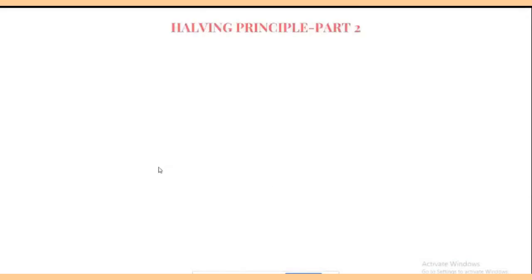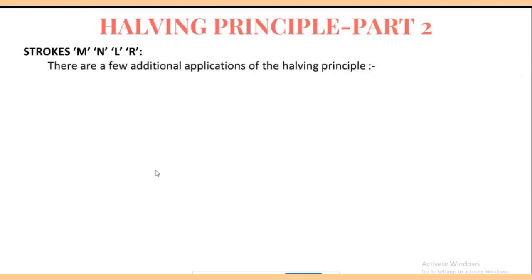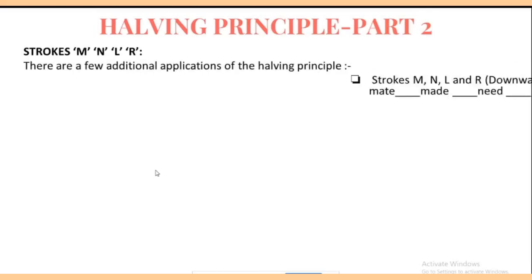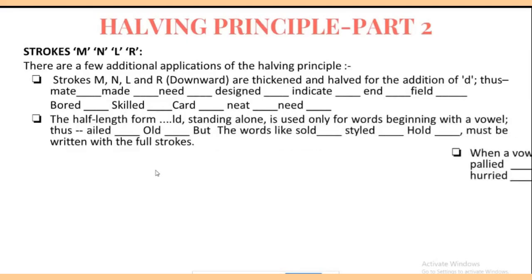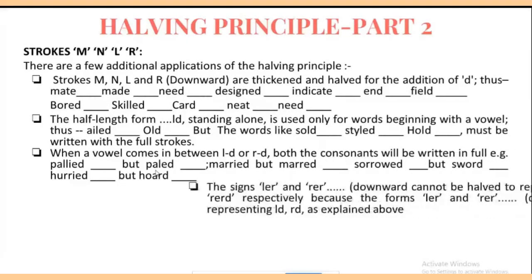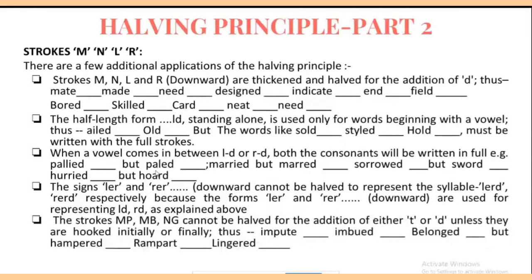Yes. Second part of the Halving principle. Stroke M, N, L, R. These are the four strokes. They are halved for the addition of D and T. It depends upon the words. They can be halved for both. There are a few additional applications of the Halving principle.